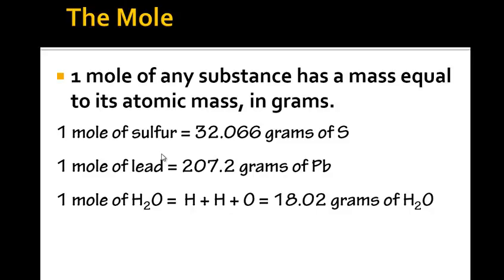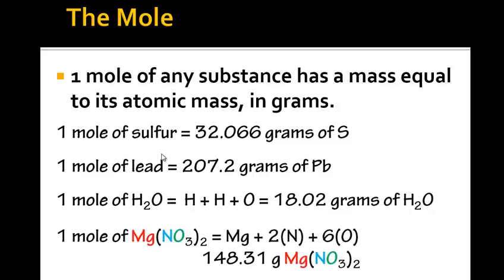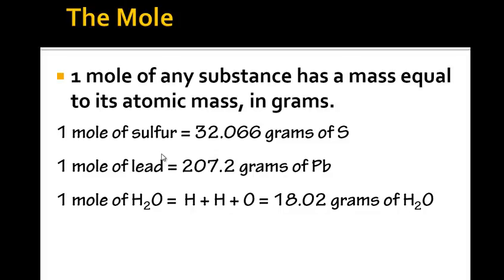If I was to add that all together, it's the total of 2 hydrogens and 1 oxygen. So oxygen's about 16, hydrogen's about 1, so 2 hydrogens and 1 oxygen makes about 18 if I add that up in my calculator. 2 hydrogen masses from the periodic table, 1 oxygen mass from the periodic table.